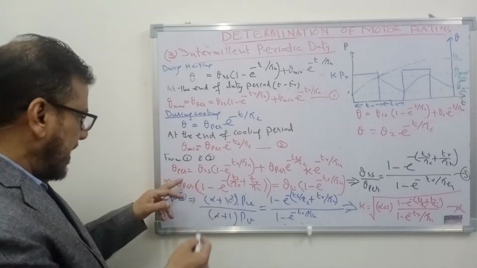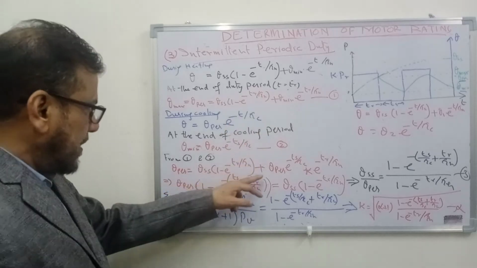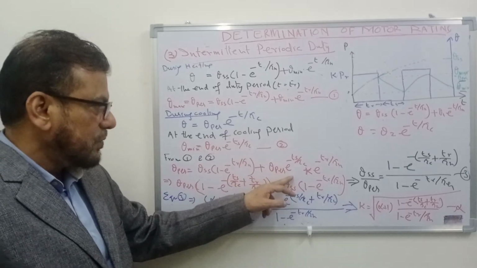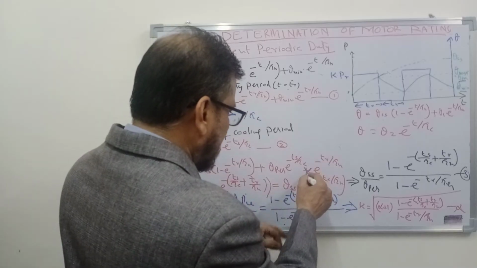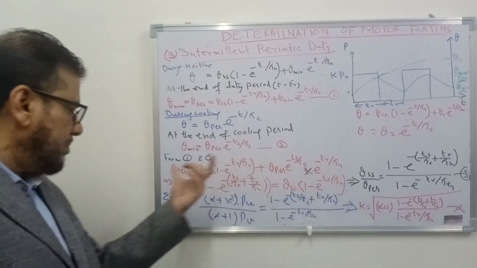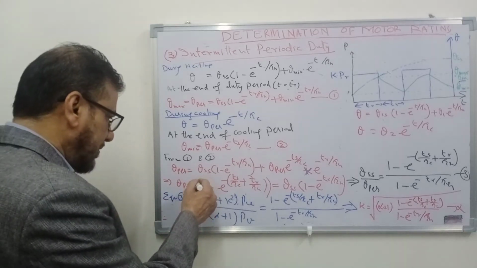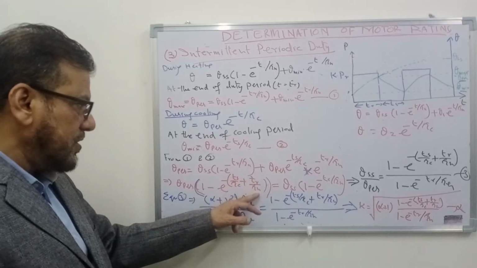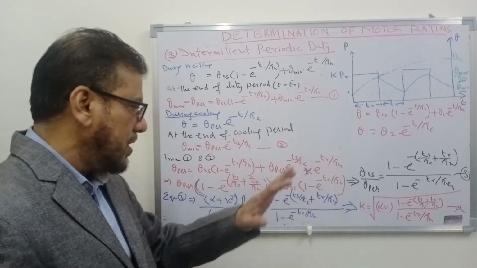you can write it like this: theta permissible is equal to theta ss into 1 minus e to the power minus TR upon tau h, plus in place of theta min you put the value from equation 2, theta permissible, e to the power minus TS upon tau c, into e to the power minus TR upon tau h. Now just take this on the left hand side and take common: theta permissible, 1 minus e to the power minus TS upon tau c plus TR upon tau h, is equal to theta ss, 1 minus e to the power minus TR upon tau h.